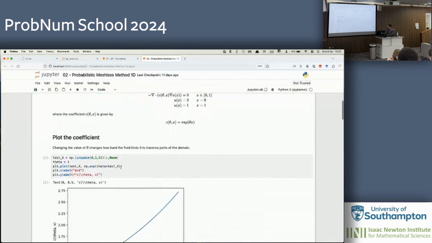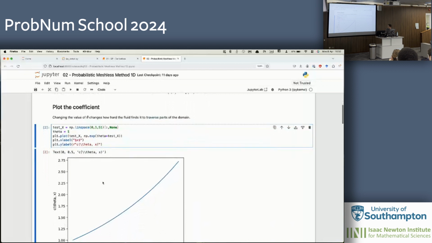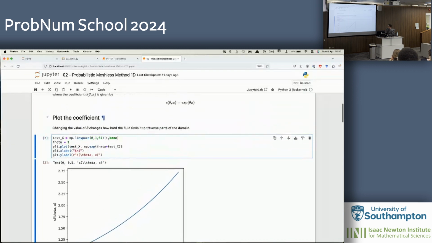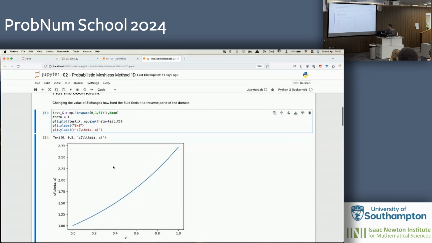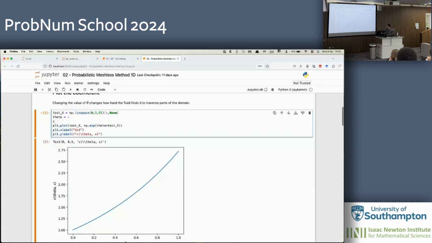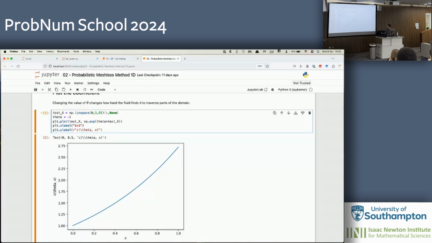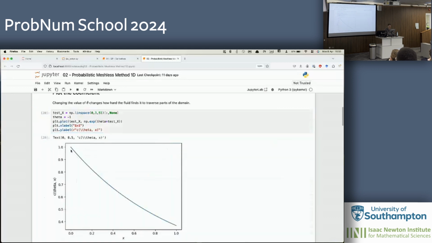So let's start by choosing a value for theta, which gives me a permeability field, and plotting what the permeability field looks like. I've taken my permeability field to just be x with theta times x. If I take theta to be equal to 1, as I have here, then clearly it's going to be easier for the fluid to flow through the left part of the domain than through the right part of the domain. If I set theta to be -1, and actually evaluate properly, then obviously we just get the opposite behavior. So let's put that back to 1.